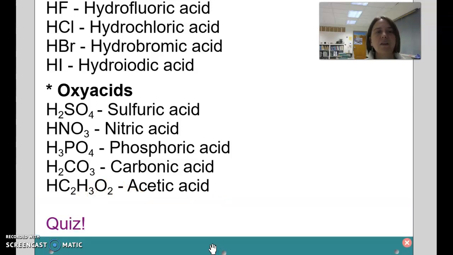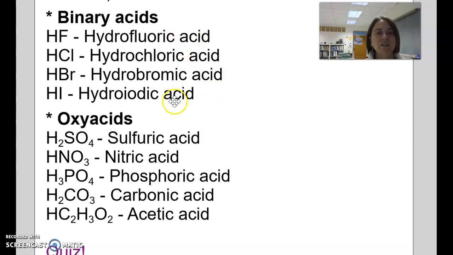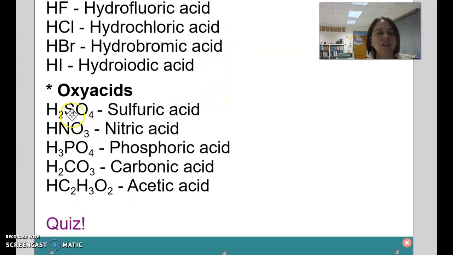It will make your life a lot easier if you know these acids. So we will be having a quiz. I need you to memorize these acids, and we'll have a quiz on it. I would like you to think through this list of binary acids and see what the pattern is in naming it. And then I would like you to look through this list of names of the oxyacids and see what the pattern is for naming it.